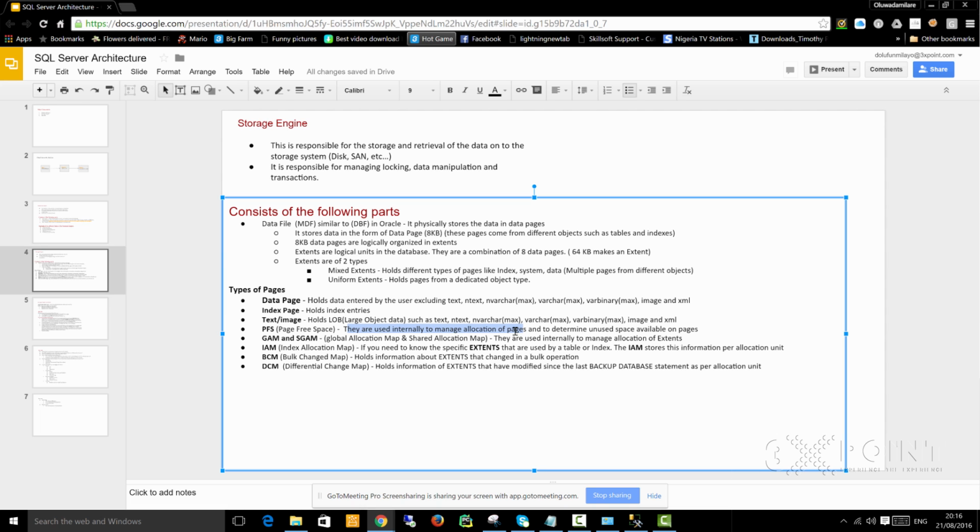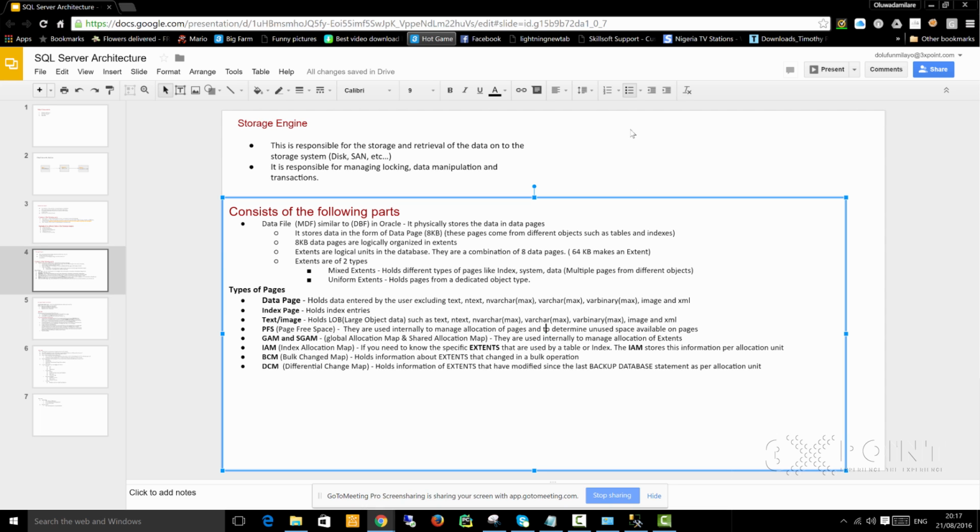Now, what do we mean by that? Whenever data is being allocated to pages, that data is being written somewhere, so that when it's time to troubleshoot, you can also link things back to where the data is being recorded. So a record that keeps track of the allocation of pages is placed into this data page called the PFS. All right, so it's used to determine unused spaces as well.